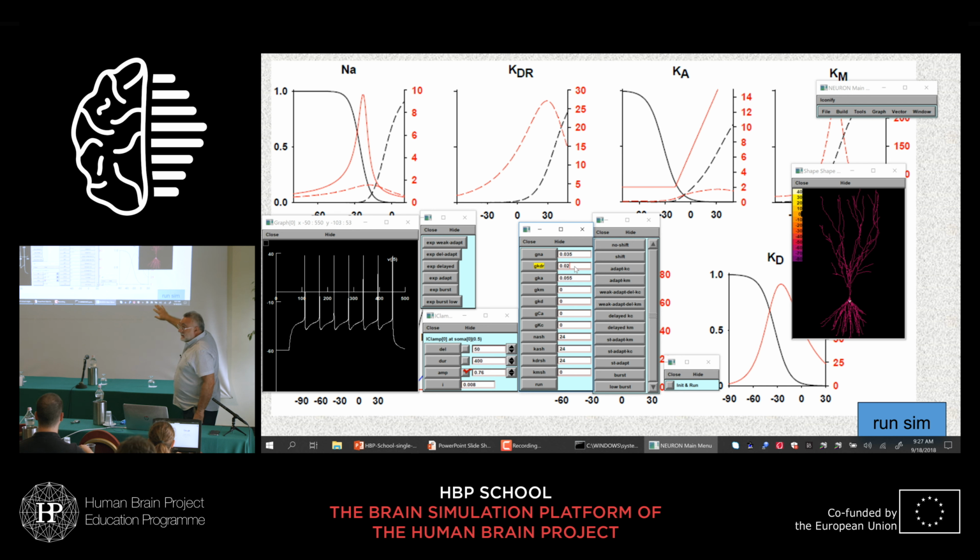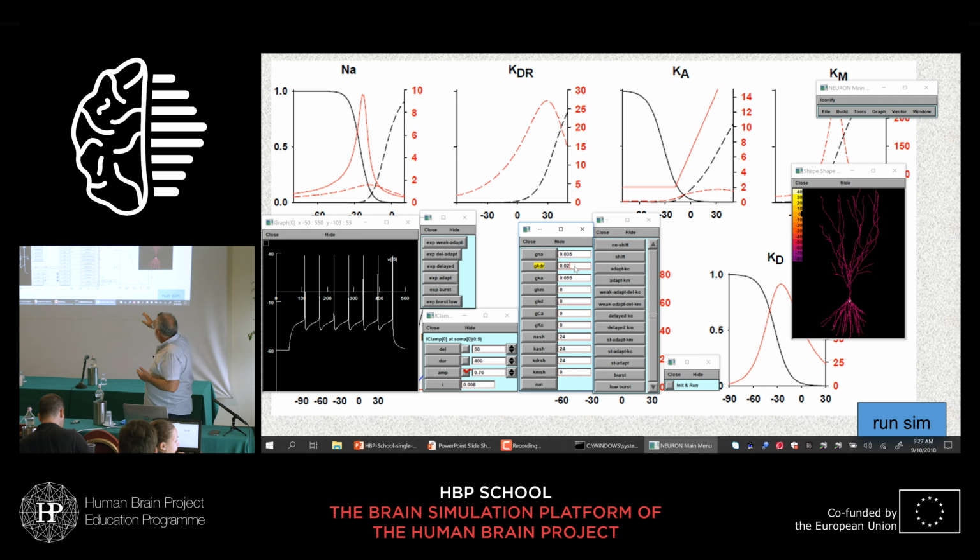Ignore the Km and the other currents on the bottom row. We are going to get there in a few minutes. Let's talk about sodium, KDR and Ka. Sodium is the sodium current. KDR and Ka are two different potassium currents. There are plenty of potassium currents in the channels in the neuron.